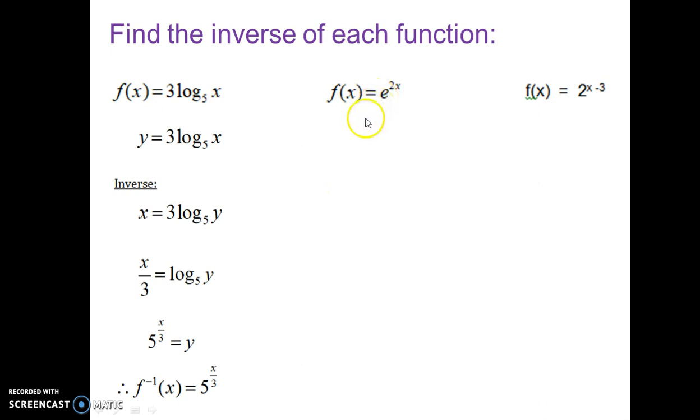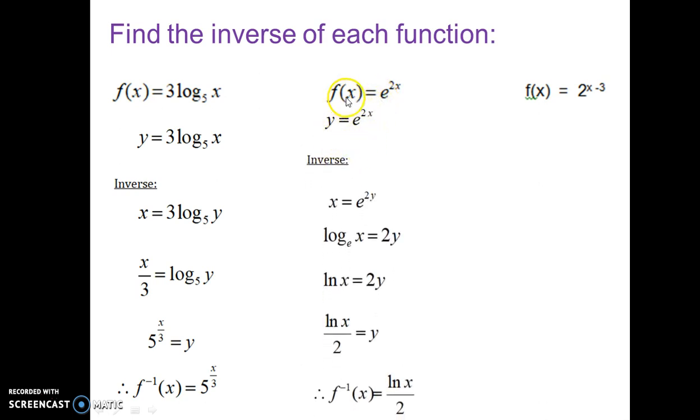Try this one. All right, for this one, again, rewrite f of x as y. To do the inverse, we switch the x and y values. Then we do log with this base of x equals the exponent 2y. Now there's a 2y here. I'm going to rewrite this as ln, natural log. Then there's a 2 here, so divide by 2 to solve for y. Therefore, the inverse function is natural log of x over 2.